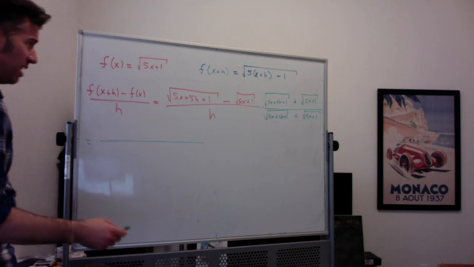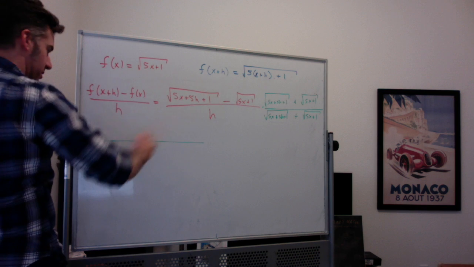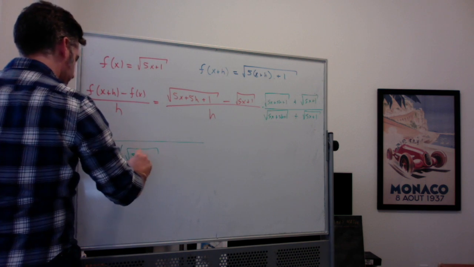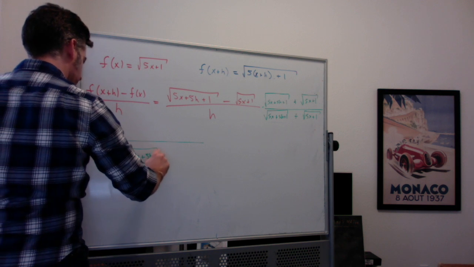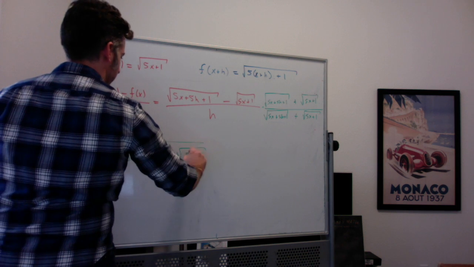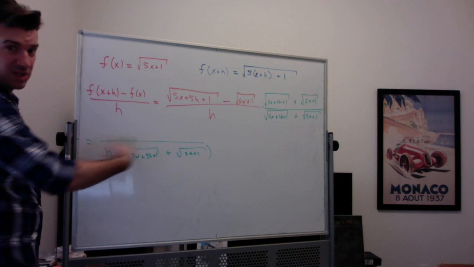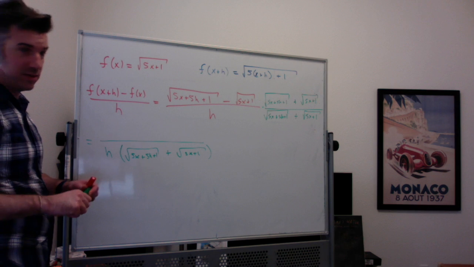Here's what happens. Nothing really happens with the denominator. It's just going to be h times all that stuff. H times the square root of 5x plus 5h plus 1 plus the square root of 5x plus 1. And again, we want this h to cancel out, so we don't want to distribute it through, because we want it to stay out so we can cancel it.